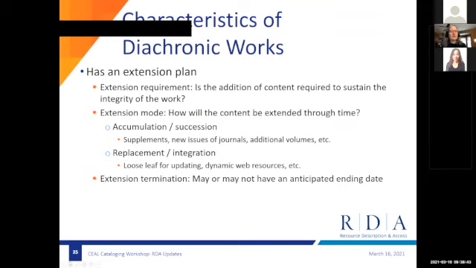So the characteristics of diachronic works, as you might have figured out, they have to have an extension plan. And there are three components of that. The requirement: is the addition of content required to sustain the integrity of the work? Let's say I have a dictionary that I'm issuing over time. Yes, it's not going to be a work with integrity until that volume that contains Z is published. The extension mode, you really have two different options. Will the content be extended through accumulation and succession, as that serially issued dictionary, or replacement and integration, such as the RDA Toolkit? Extension termination, as we all know, there are things that have a planned end of life and those that don't. So that's a characteristic of a diachronic work. It's one or the other. Next slide, please.